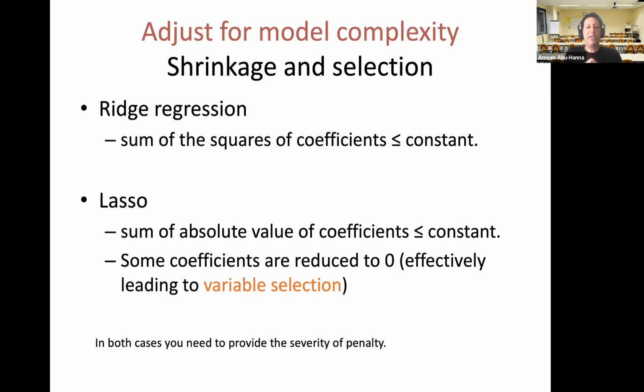If you're going to build a model, I'm going to give you a budget for your coefficients. So ridge regression says that the sum of the squares of your coefficients should be constant. So you cannot have, for example, if you're fitting a linear model, one of the coefficients be something like 12, maybe that's too big.